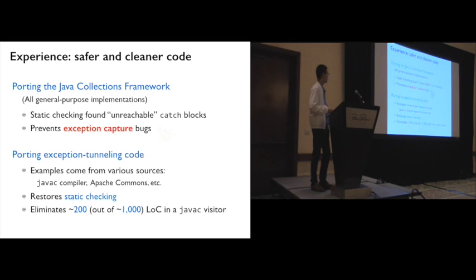To evaluate our design, we ported the Java collections framework into Genus. Our static checking found unreachable catch blocks in this most widely used Java library, and our new semantics of exceptions prevents previously reported exception capture bugs. We also ported various exception tunneling code into Genus, and the resulting Genus code is both safer and cleaner. We managed to remove 200 out of 1,000 lines of code in the Java CUP visitor class by removing the need to use unchecked exception wrappers.